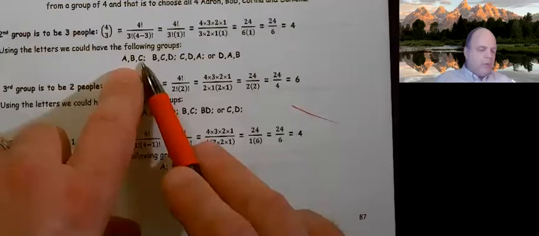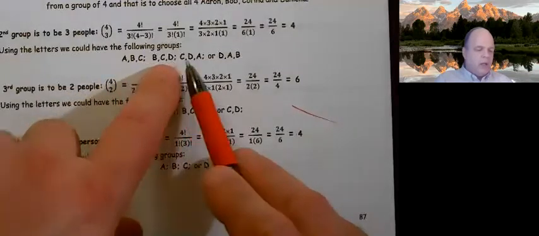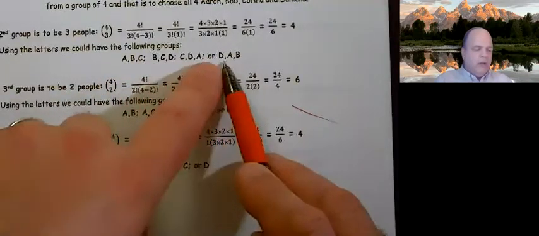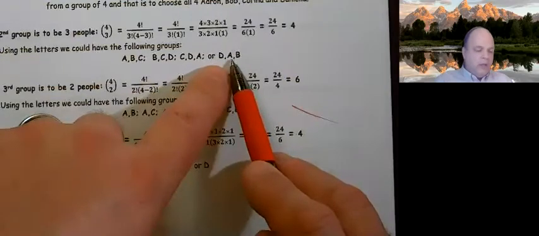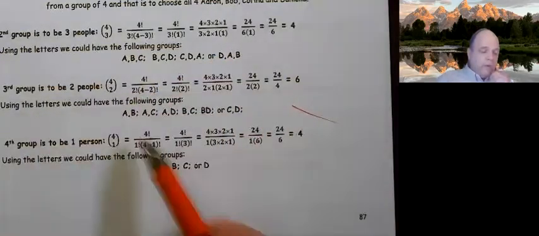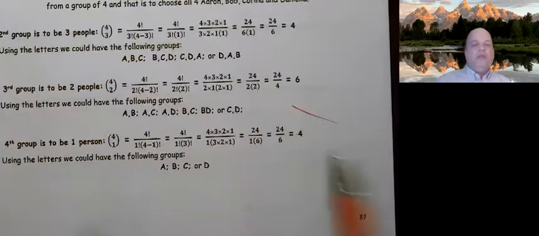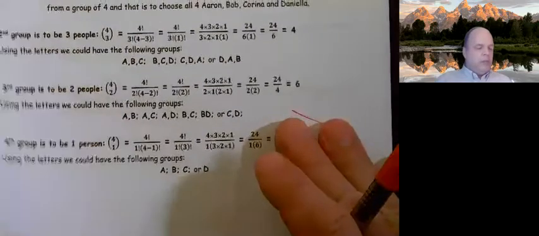Aaron, Bob, Karina, Daniela, Daniela, Aaron, Darren, Daniela, Aaron, Bob. So right here we have all the possible combinations, and you won't be able to think of a different combination. You might be able to swap the order, but order doesn't matter because it's a combination.